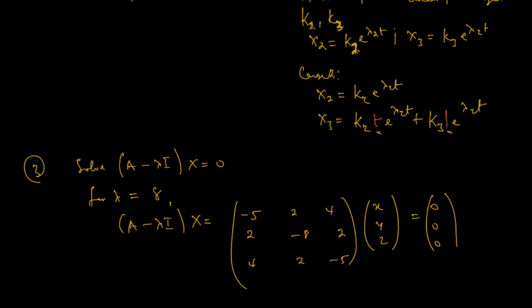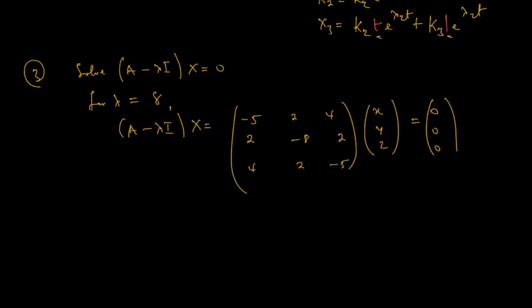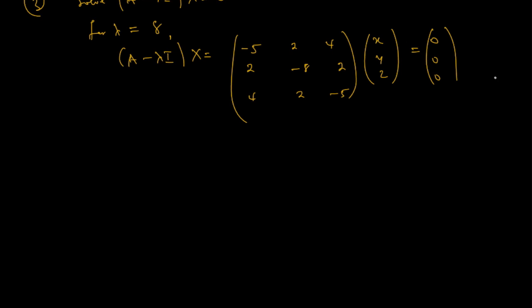So all we have done here is take the case of lambda equals 8. In place of lambda, I'm substituting 8. So that's what we have for that case. And then to solve this system, I need to row reduce this coefficient matrix. On row reducing the coefficient matrix, what I obtain is 1, 0, -1; 0, 1, -half; and 0, 0, 0.